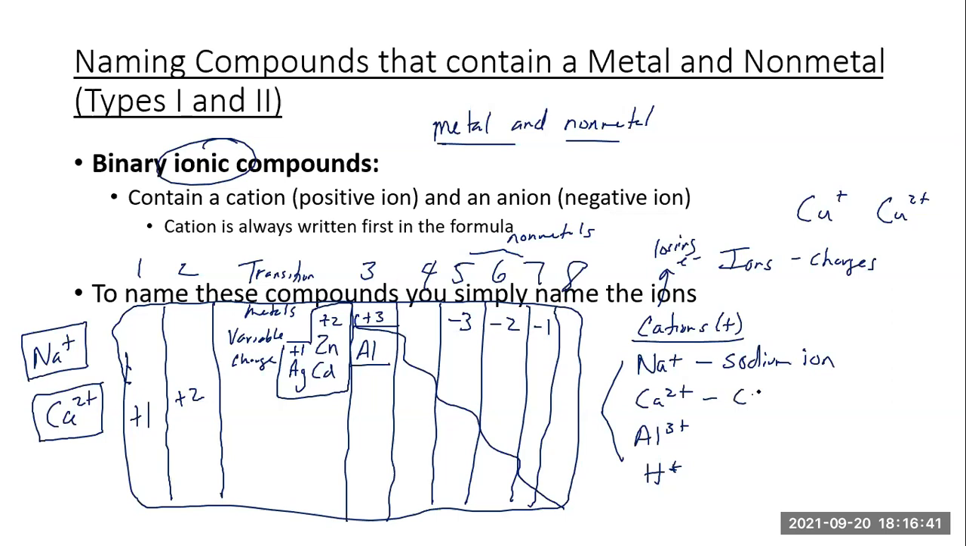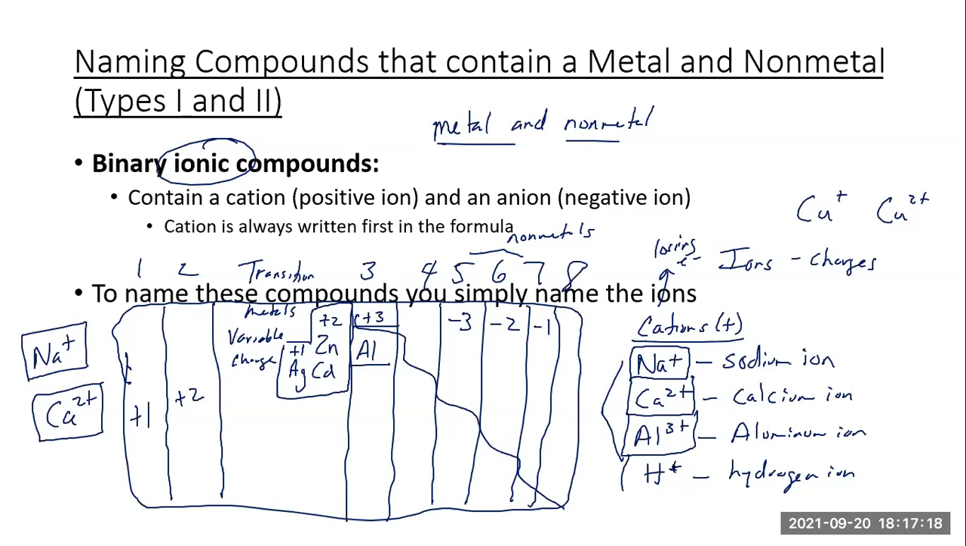Ca2+ would be calcium ion. Al3+ would be aluminum, the aluminum ion. H+ is hydrogen, the hydrogen ion. So the way we go about naming things that are positively charged, cations, is pretty simple. You just use the entire name of the element. And again, if you were asked to write the formula for the cation, this is what it should look like, with the charge included.